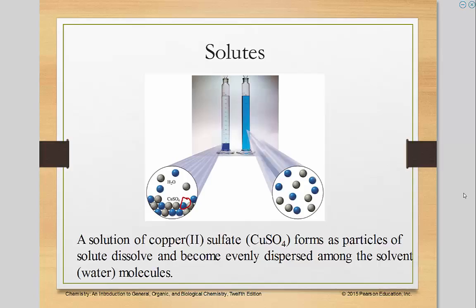Here's another example, copper sulfate. Notice that it's blue in here. That's the color of copper sulfate. If you look on the right hand side, the whole container looks blue rather than just the bottom of it. That's purely because of the solute being mixed evenly throughout.